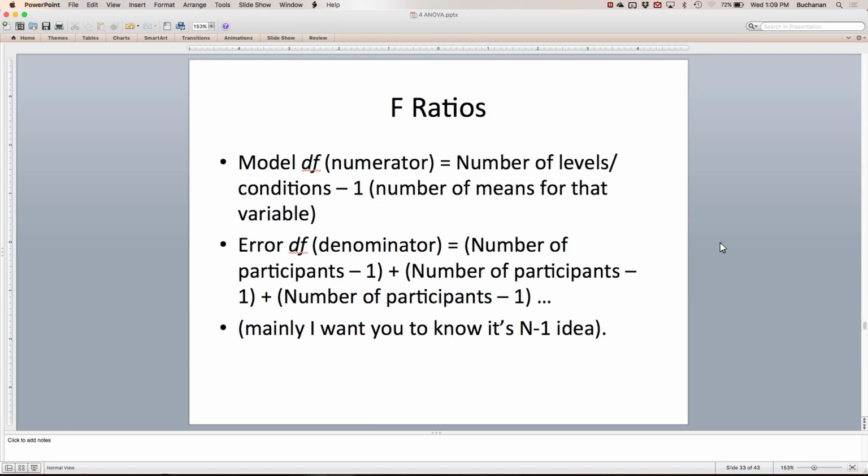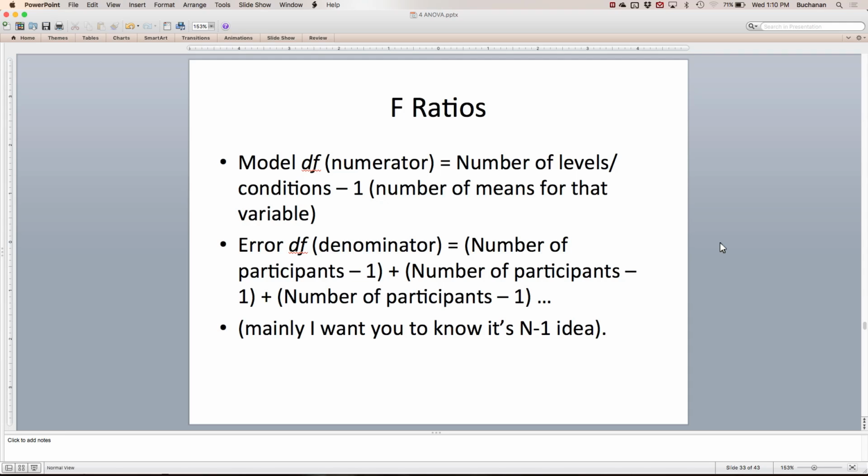Okay. So coming back to this. We talked about degrees of freedom. I call them numerator and denominator. So the model degrees of freedom is still like groups. It's the number of means. It's groups minus one in whatever form. So that might be levels or conditions. It's basically the number of means.